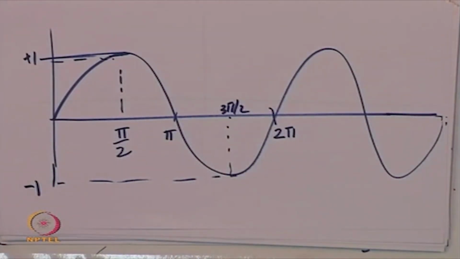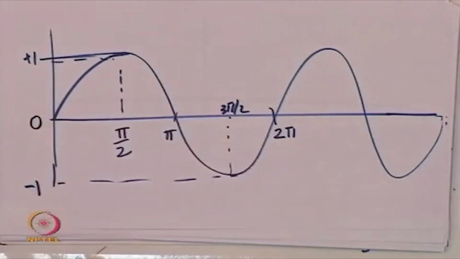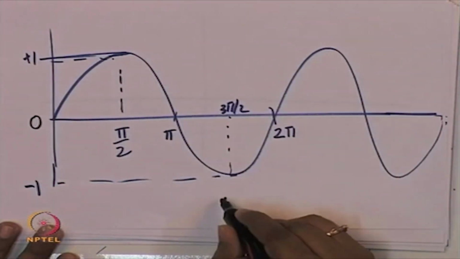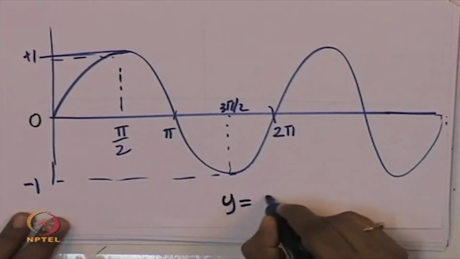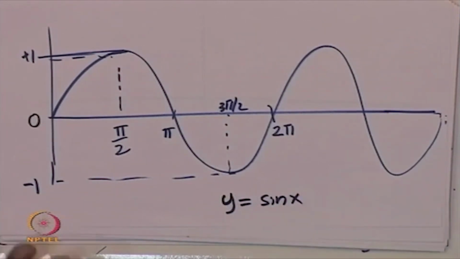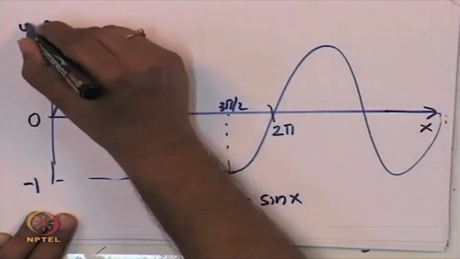Now, what I will show here in red is y is equal to sin square x. So, this is our 0, and sin x goes from minus 1 to plus 1. What we show here in blue is y is equal to sin x, and this is our x and this is our y.